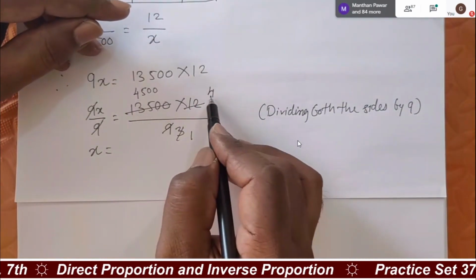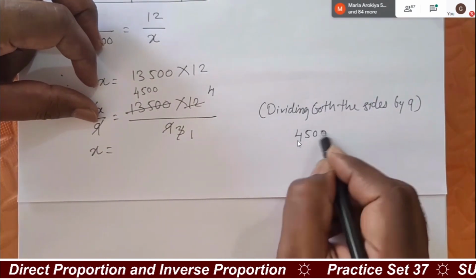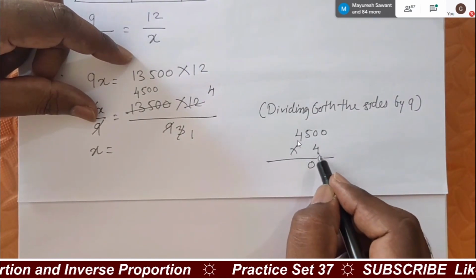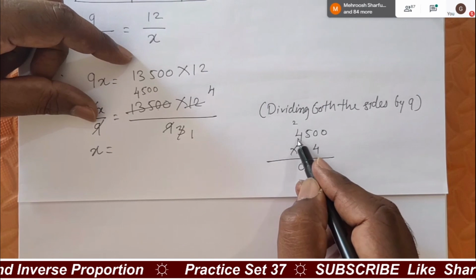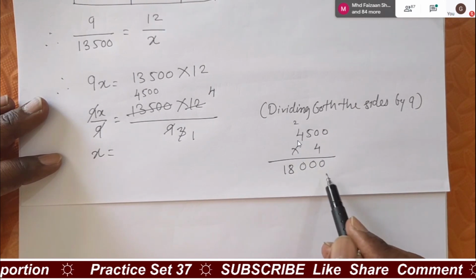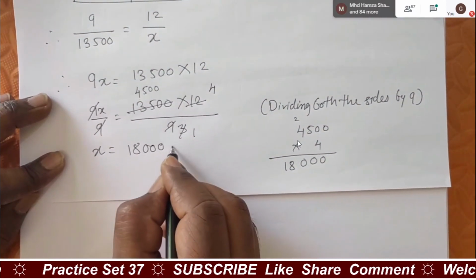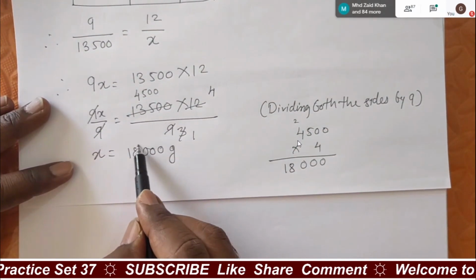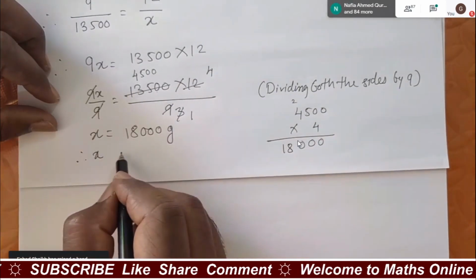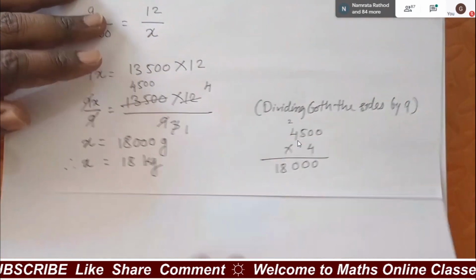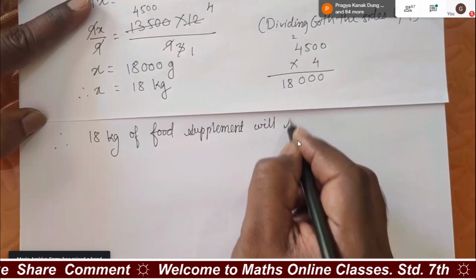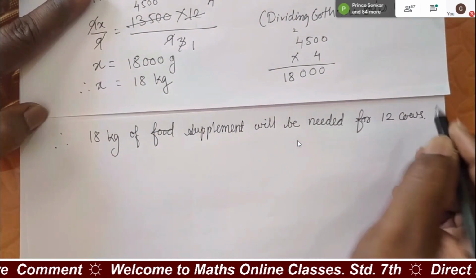Now 4,500 multiply by 4. 4 into 0, 0. 4 into 0, 0. Again 5 4s are 20. Here 2 carry over. 4 4s are 16 plus 2, here 18. We are getting total 18,000 grams. If there are 18,000 grams, how many kilograms will there be if we convert this gram into kilograms? Yes, very good. Sandeep, your answer is correct. Therefore, 18 kilograms. Write down the statement: 18 kilograms of food supplement will be needed for 12 cows.